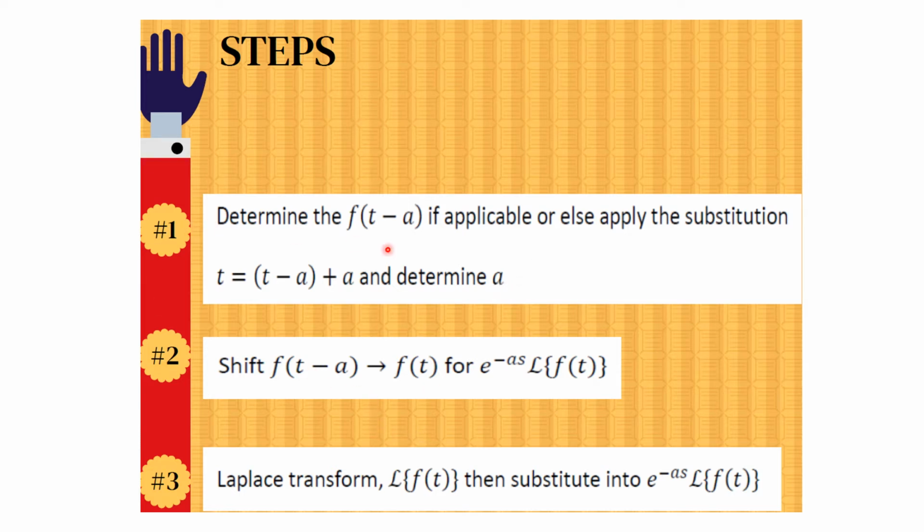From step 1, we have determined f(t minus a). We're going to shift f(t minus a) to f(t). So here is when the shifting occurs, where you have to shift the function f(t minus a) to f(t). Then find the Laplace transform of f(t). The next step is, once we know the Laplace of f(t), we substitute into the second shifting property formula, where the Laplace of f(t minus a) u(t minus a) equals e to the power of minus as multiplied by the Laplace of f(t).